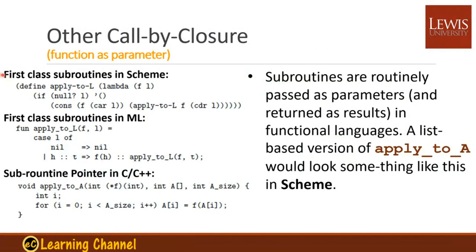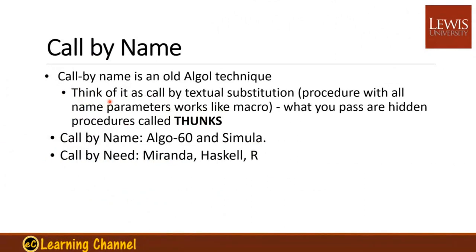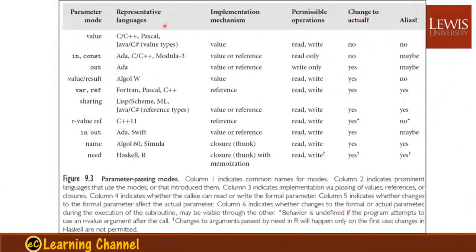Call by closure. First class subroutine in Scheme, first class subroutine in ML, subroutine pointer in C, C++. So basically, these different languages can pass a function as a parameter to be run inside another function. And call by name is used in ALGOL, but it's no longer needed. So here is the comparison for different languages and their function definition information.